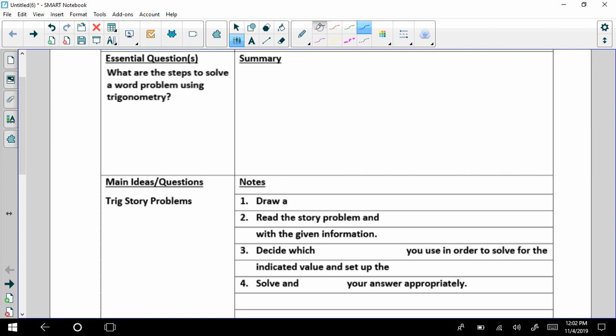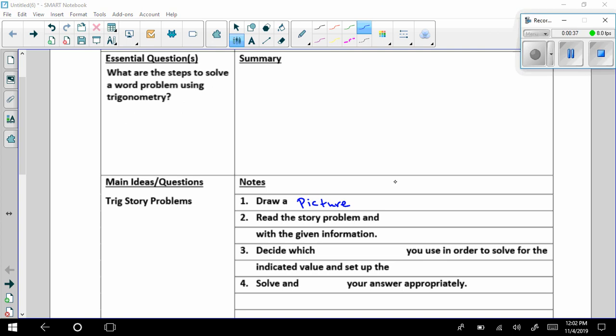Always start these problems out, if they don't give you one, by drawing a picture. It makes it easier to see what your angle of interest is, and what sides you're trying to find. So more specifically, you should be drawing a right triangle. All of your pictures should include that.